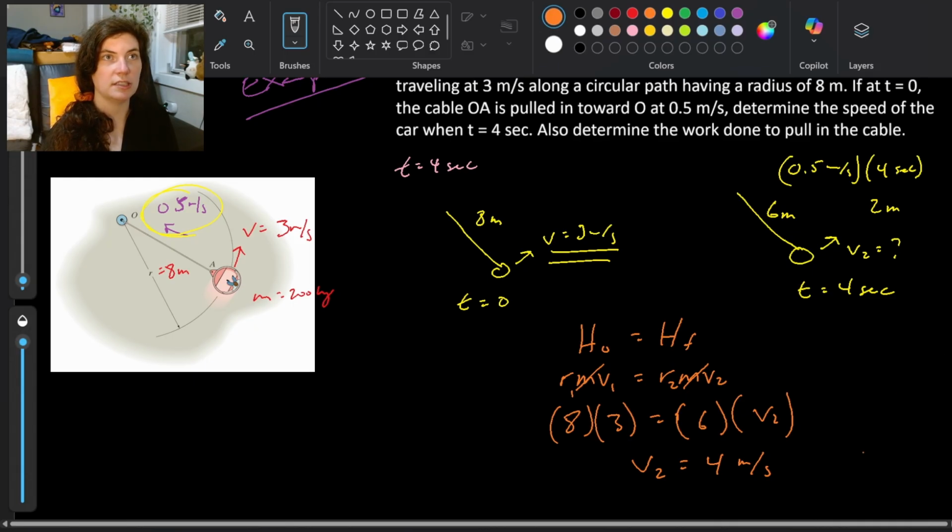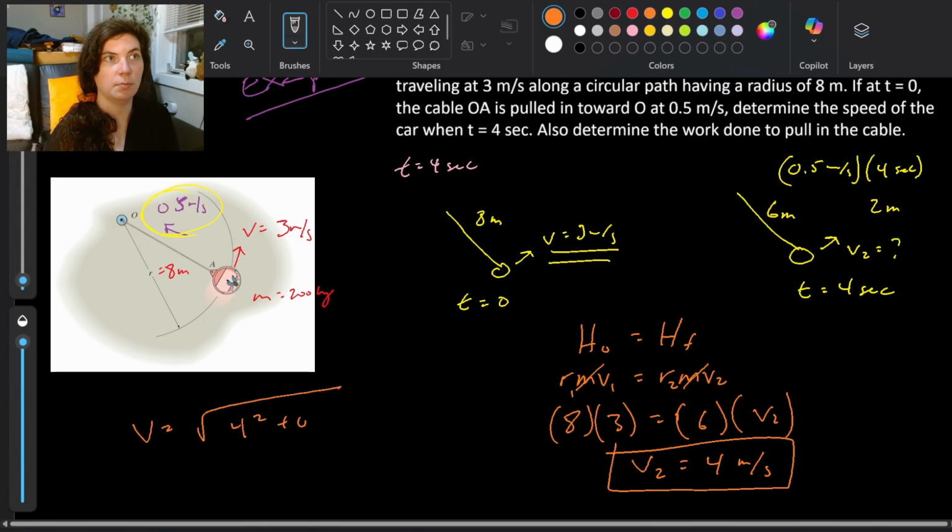That tangential velocity is going to be that 4 meters per second that we've just calculated from our conservation of angular momentum. Now, bear in mind that it does actually have a speed along axis OA. It's being pulled in at that constant 0.5 meters per second. So we could find the overall magnitude of the speed by saying square root of 4 squared plus 0.5 squared, because it's being pulled in one way and it has its tangential velocity.